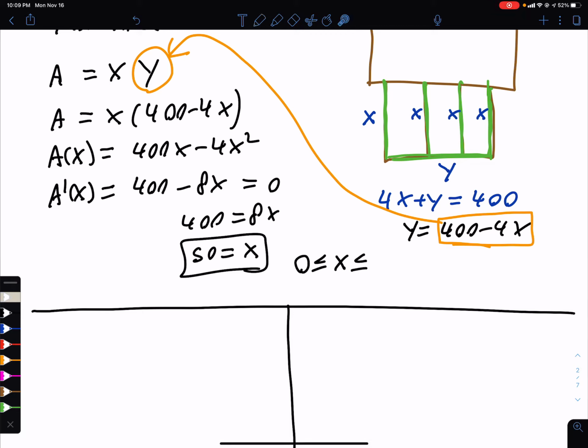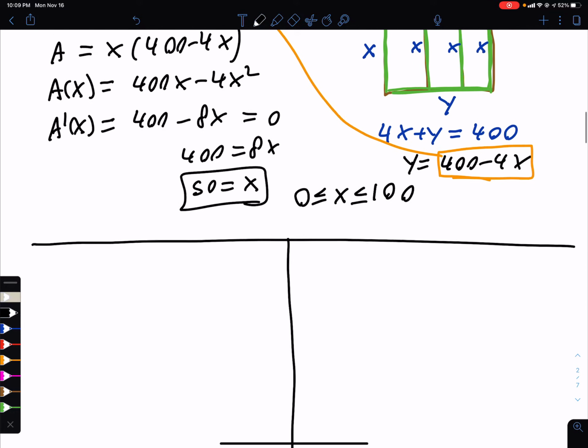Now, what's the biggest x could be? If I choose to use no fence here, basically I'm going to have 3 pieces of fence right next to each other. That's dumb again. But theoretically, I could make y 0. I have 400 feet of fence. So if I have 4 pieces, 1, 2, 3, 4, each of them could be 100. That's the maximum value for x.